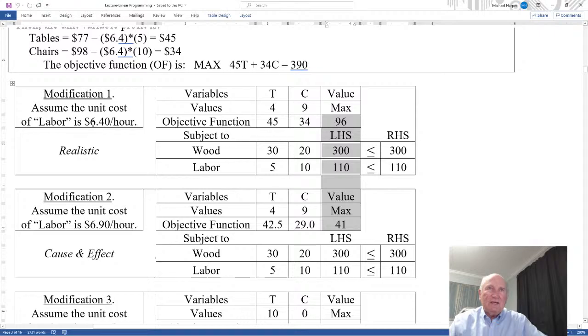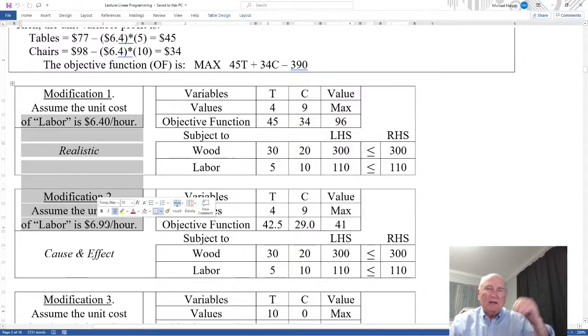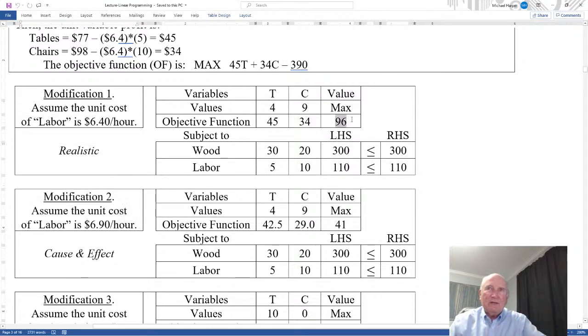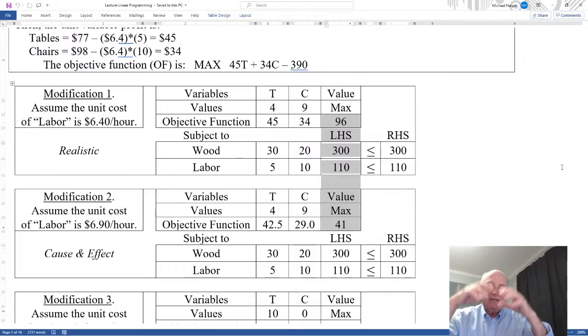So a 50-cent increase of my labor, my profitability, if I'm making 4 tables and 9 chairs, will drop to 41. For every 50-cent increase, I have a $55 decrease. So this is a cause and effect. So what linear programming will do, if you have everything connected, it'll say, with this, if you make these changes, this is what's going to happen within your operations. And so you can actually document it, you can have sensitivity analysis, and actually have numbers to help you make informed decisions.